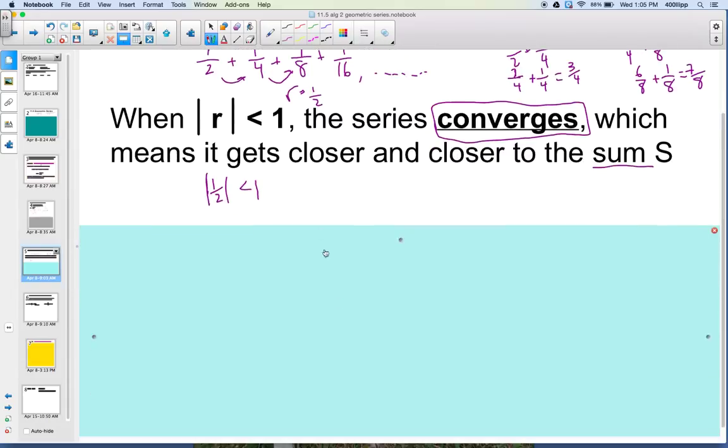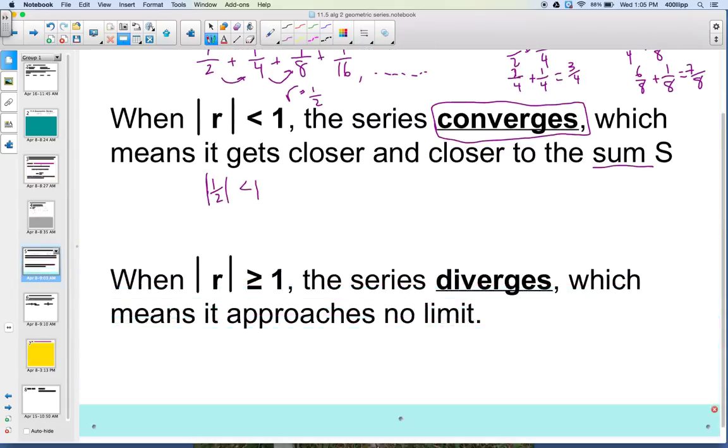The other case is when the absolute value of your common ratio is greater than or equal to 1, then the series diverges, which means it approaches no limit, or there is no sum.